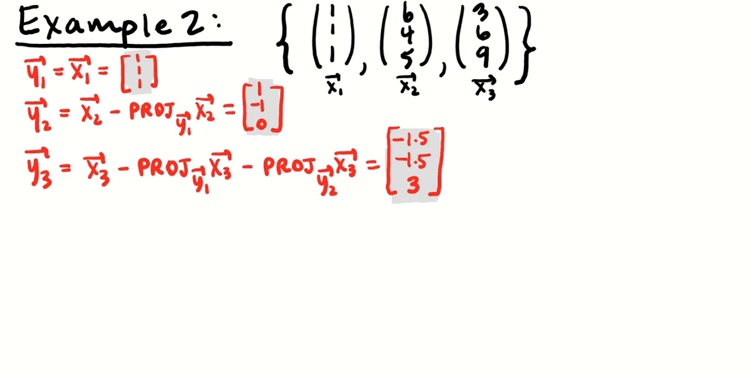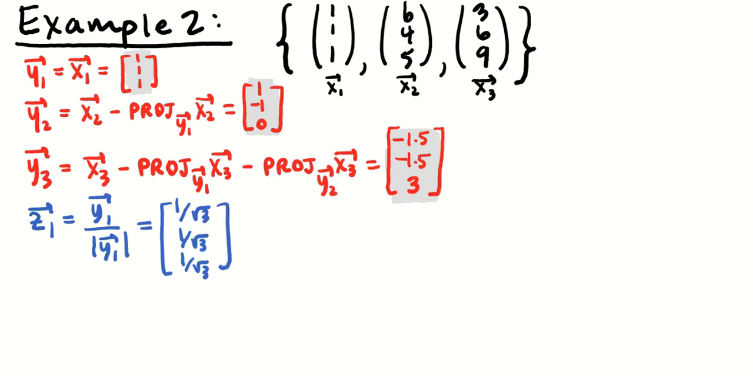Now, to obtain an orthonormal basis, z1 equals y1 divided by the length of y1, which is going to be (1 over root 3, 1 over root 3, 1 over root 3), because the length of y1 is the square root of 1 squared plus 1 squared plus 1 squared. z2 is equal to y2 divided by the length of y2, which is the square root of 1 squared plus negative 1 squared, so it'll be square root of 2.